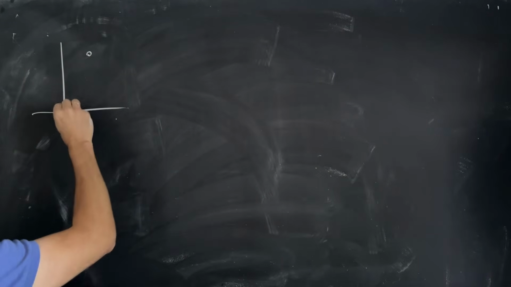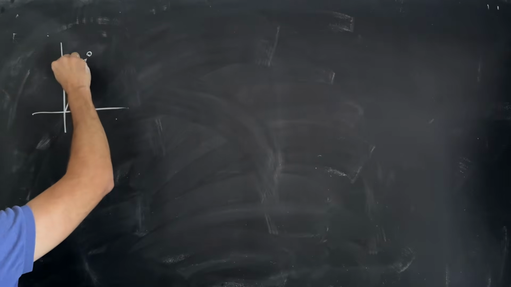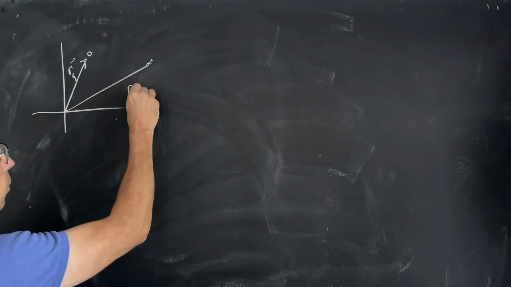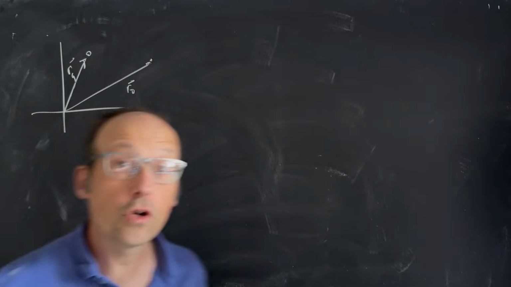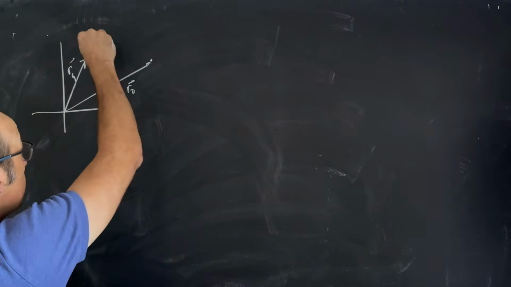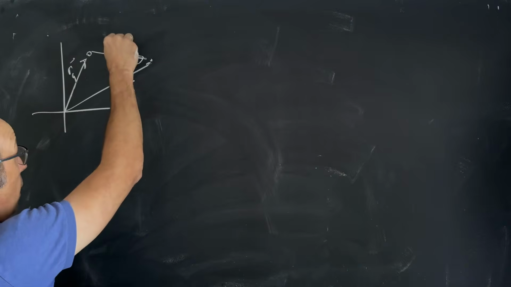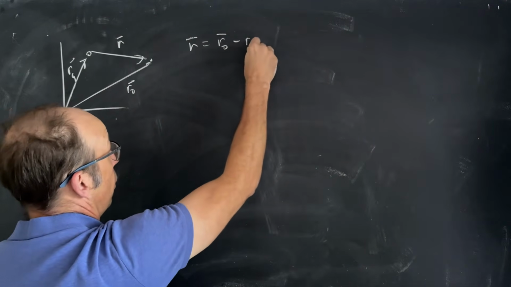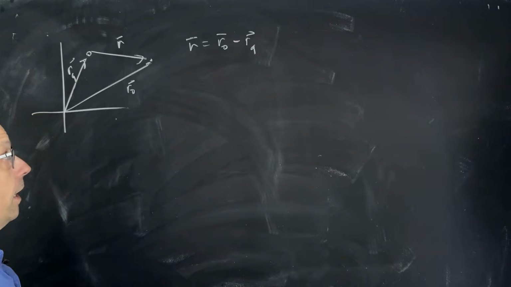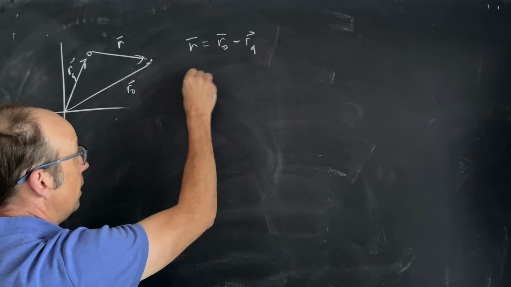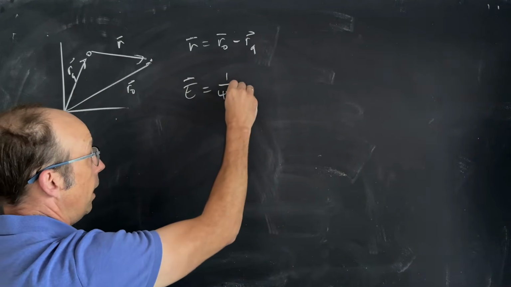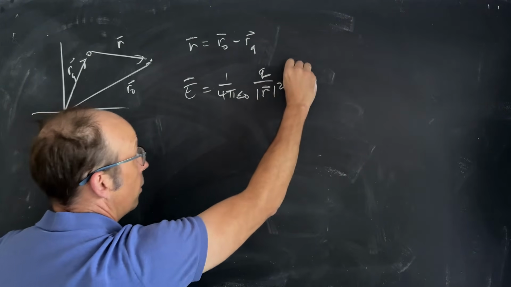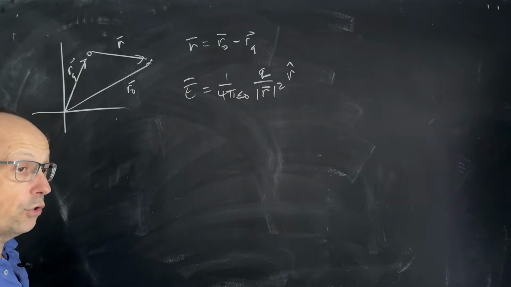Suppose I have a charge there. I'm going to call this R_Q, the vector location of that charge, and then I have a point over here, R_O, the vector location of where I want to find that electric field. Well, the first thing you need to do is to find R. So R is going to be R_O minus R_Q. And then I can find the electric field. It looks like this. E is 1 over 4 pi epsilon naught, Q over the magnitude of R squared, R hat. So R hat is a unit vector in that direction.